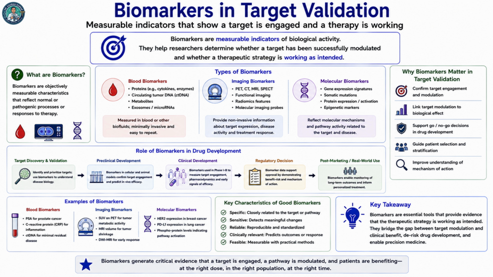Biomarkers are measurable indicators of biological activity. They help researchers determine whether a target has been successfully modulated. Examples include blood biomarkers, imaging biomarkers, and molecular biomarkers. Biomarkers play a crucial role during both preclinical and clinical development. They provide evidence that the therapeutic strategy is working as intended.